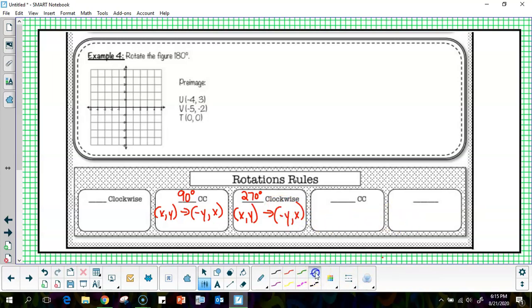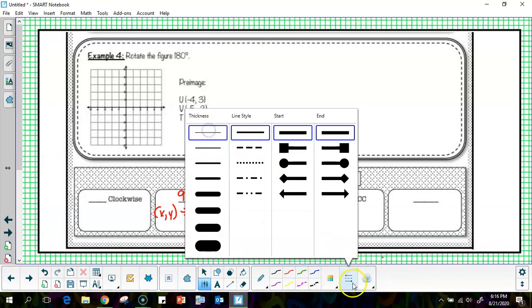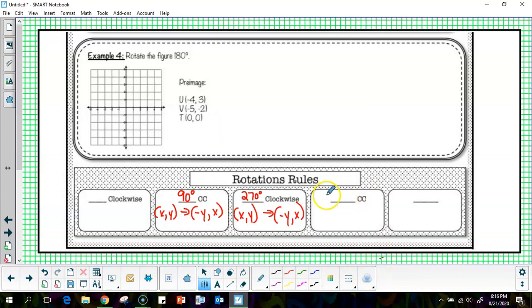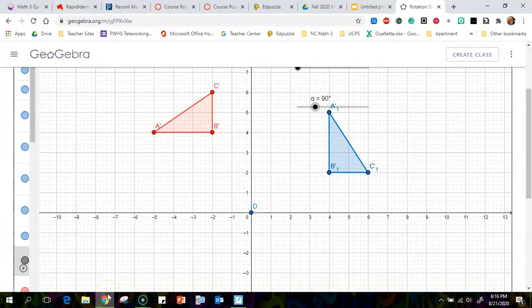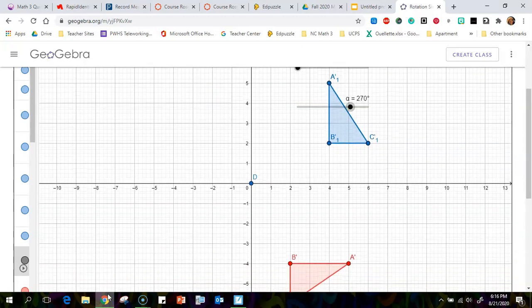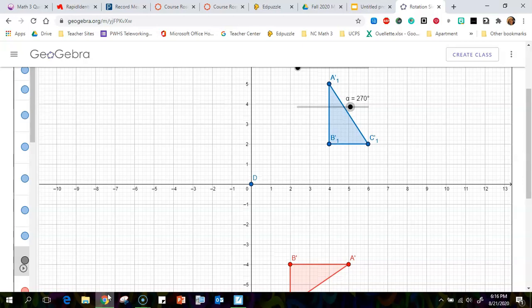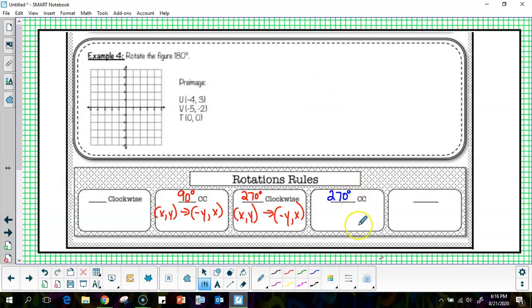And then I'm going to change colors and look at 270 degrees counterclockwise, which was what we had done. Let's do 270. There's 270 counterclockwise. But that would be the same as 90 clockwise. Clockwise is this way. Counterclockwise is this way. And it has to do with the old clocks, like the one I have on my wall in my classroom.